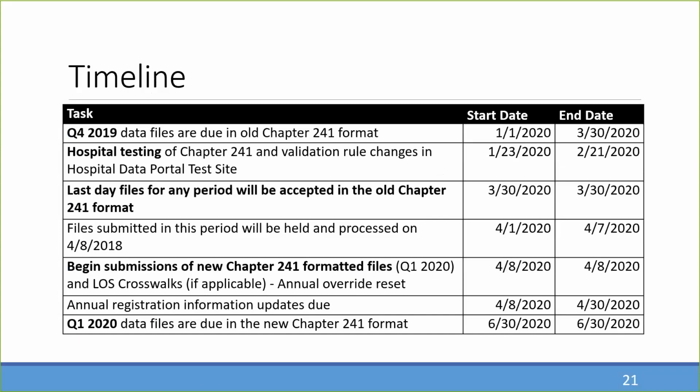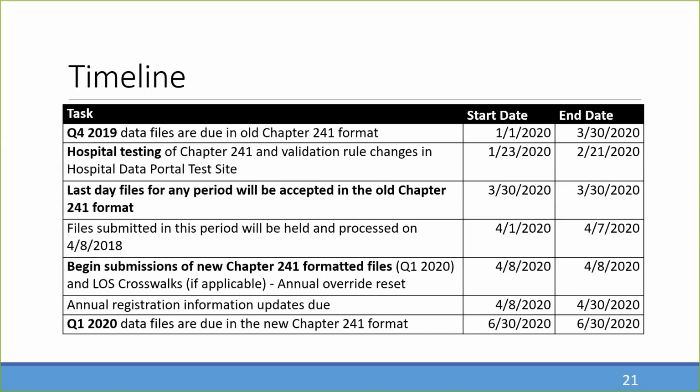So when is this all happening, the timeline? So the Q4 2019 data files are due in the old Chapter 241 format by the end of March. The testing period for the new layout will occur from January 23rd to February 21st. Again, the goal will be for everybody to submit at least one file and get it through those structural issues. The last day for files of any period to be accepted in the old format will be March 30th, 2020.